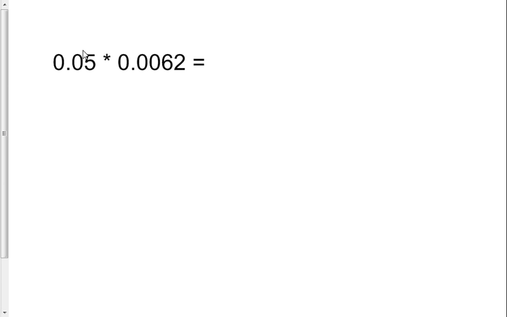So here I've got 0.05 and 0.0062, very small decimals. My estimation would be that I'm going to get a very small decimal. 5 times 60 would be 300. So a decimal that is below 0.00300. So I'm going to multiply 0.05 by 0.0062, and I'll line up my decimal places here. And I've got that decimal point.